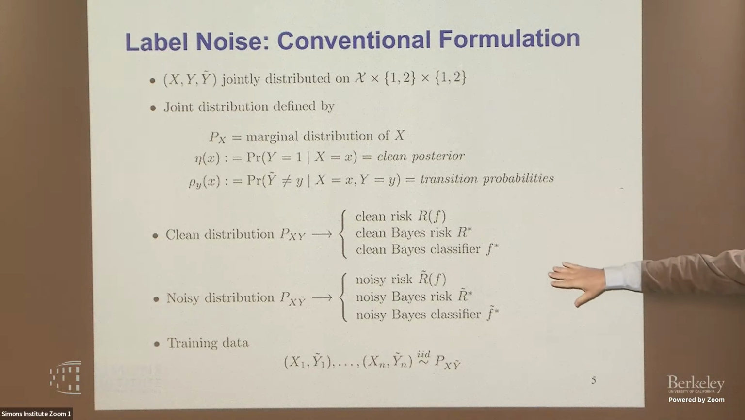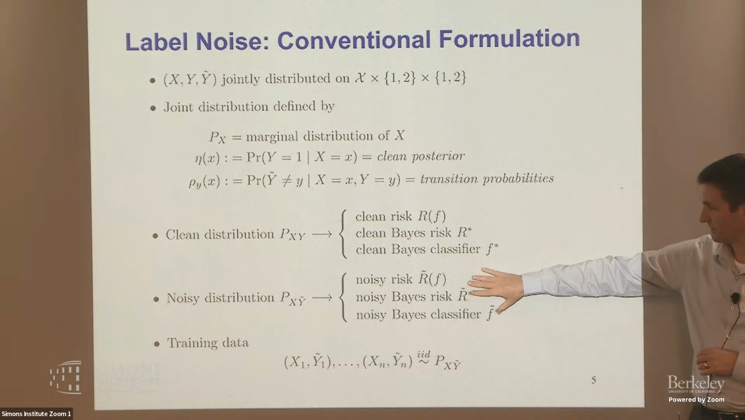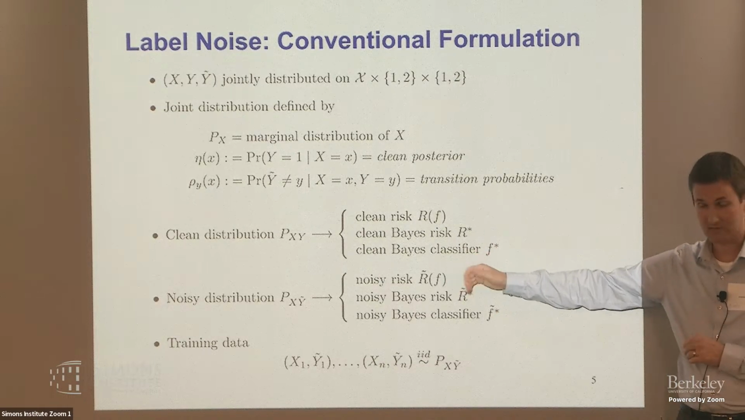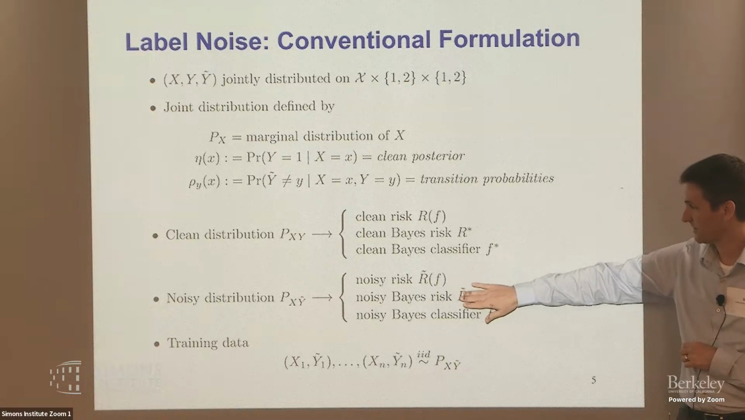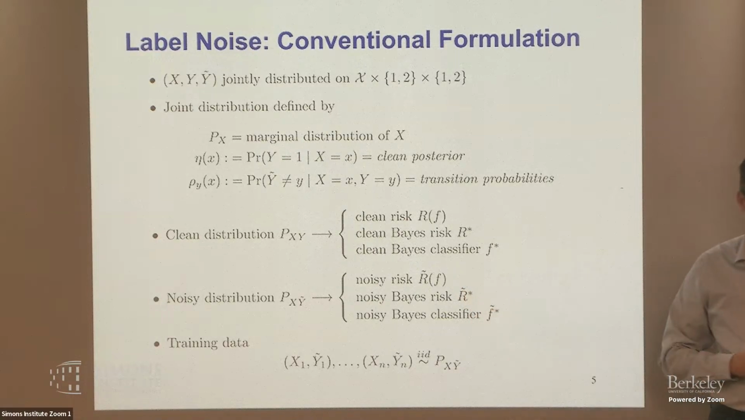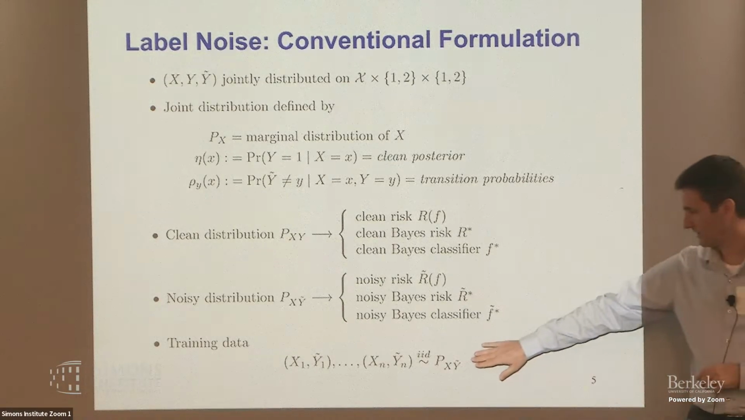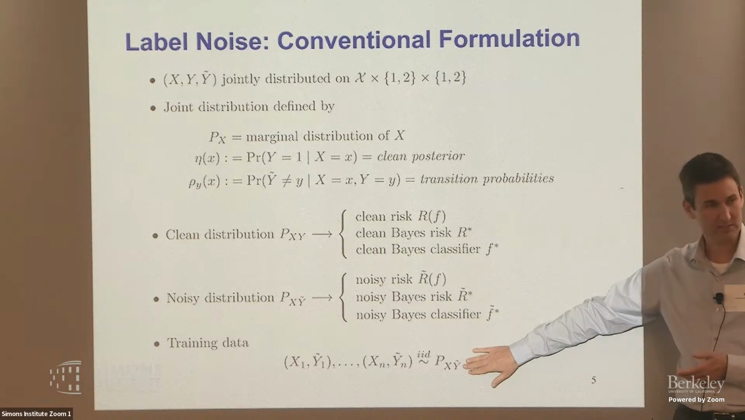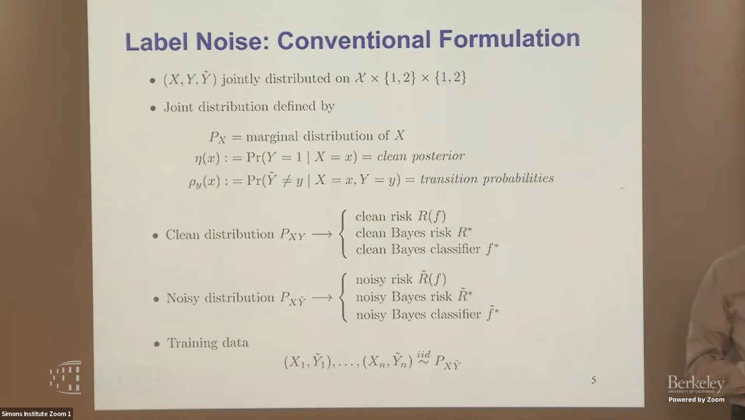But you've also got the marginal distribution of x and y tilde, and that's a different classification problem with its own risk, Bayes risk, and Bayes classifier. So if you see a tilde over some notation, it just means it's the noisy version of that quantity. And so here the learning problem is you get IID data from this noisy distribution. You don't get to see the true labels. Yet you still want to measure performance with respect to the clean risk.